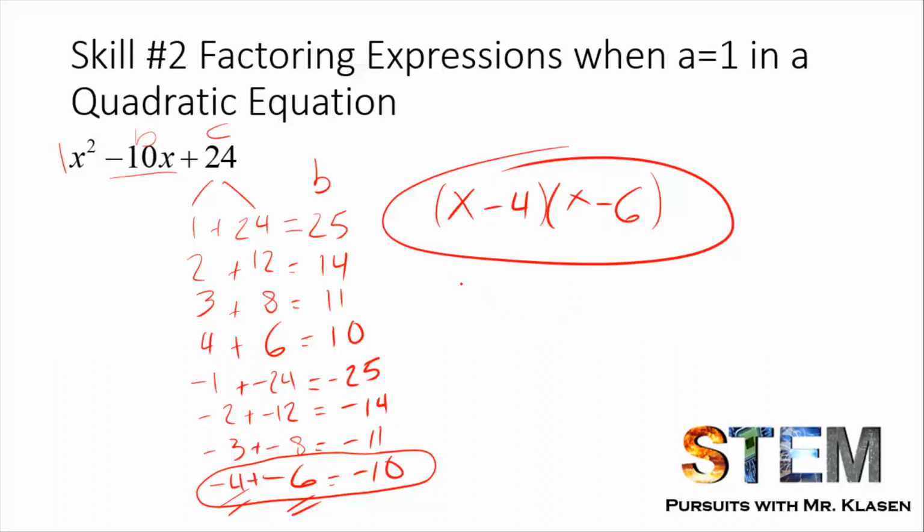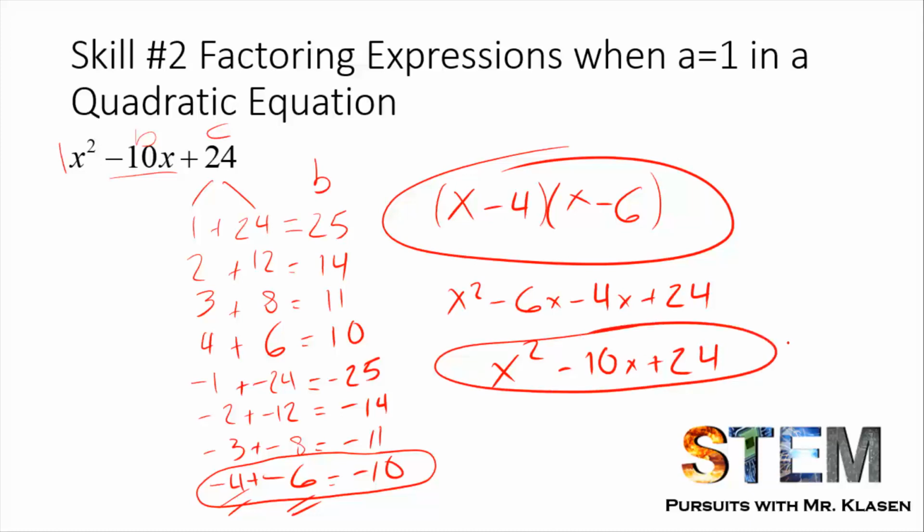And if I go and distribute this, I go first, I get x squared. So x times x is x squared. Then my outsides, x times negative 6, gives me negative 6x. Insides, negative 4 times x is negative 4x. And last, negative 4 times negative 6 gives me positive 24. I simplify accordingly, and I will see that I get the original quadratic back, and that we're all good to go.